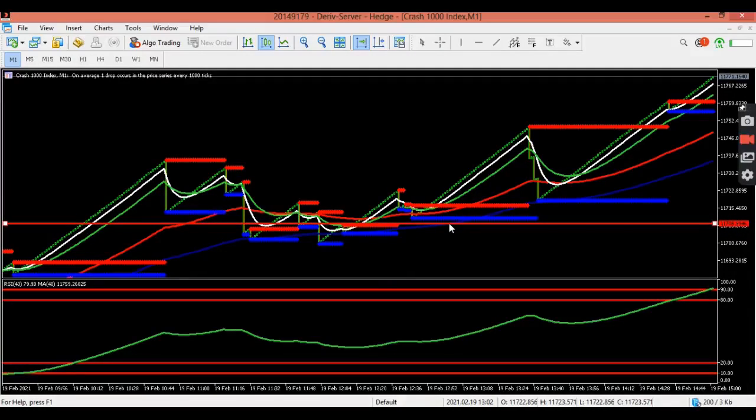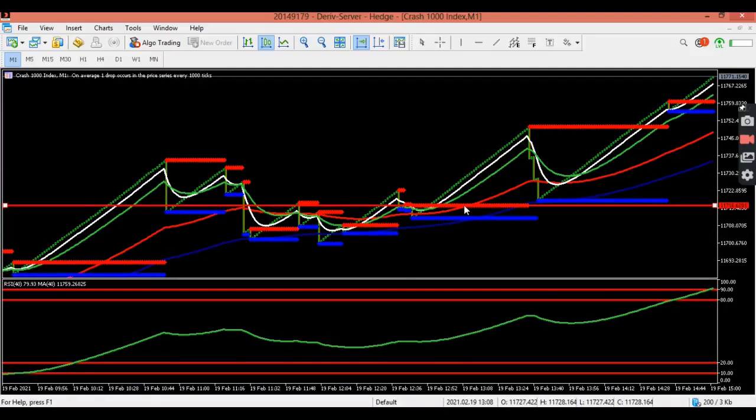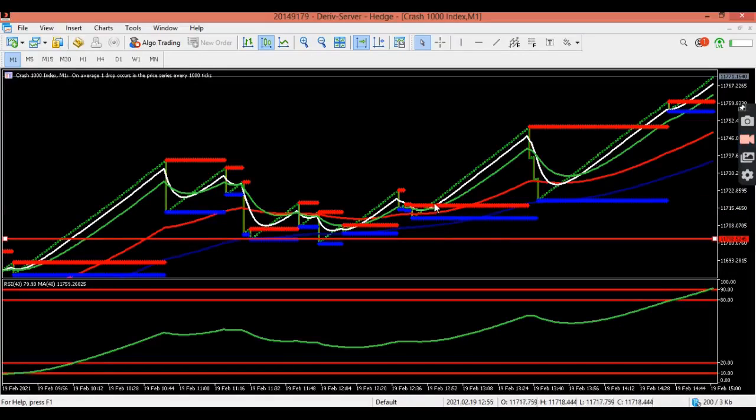I told you, you can even use this one as your entry: if the green and the white moving average are all below the 200 moving average, and the market retraces downward and is trying to go back up again, anytime they cross upward, you just buy. Places like here, you just buy. Here, you just buy. See, anytime they cross, you buy.